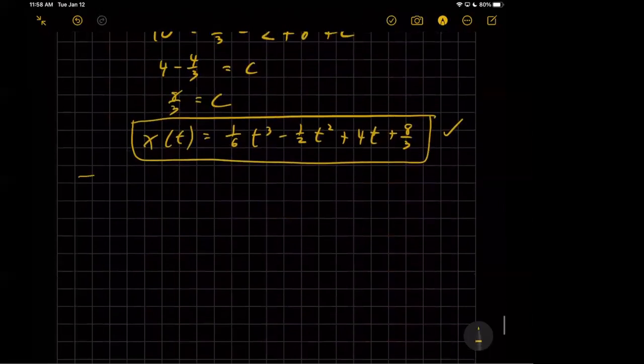Now, the final thing I want to do is go over, kind of get us back to physics class. Let's look at vertical motion.